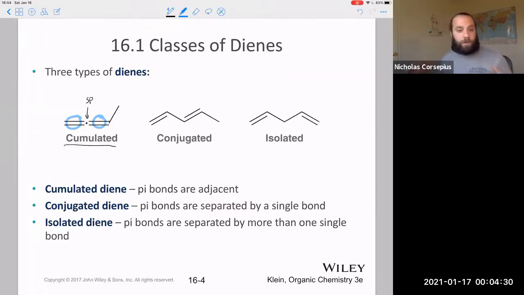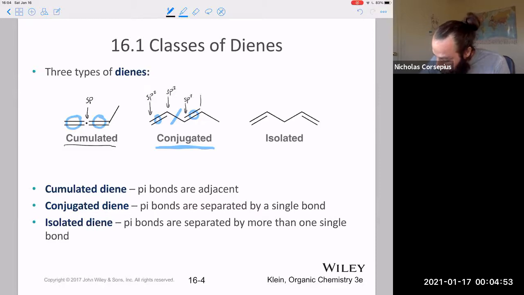The special, super duper special one that we're going to spend a ton of time talking about in this chapter is a conjugated diene. Okay, so we have our two double bonds, but then importantly, there is exactly one sigma bond between them. What's really important about a conjugated diene is the fact that you have this line of sp2 hybridized carbons. Okay, we'll see why that is in a second, but that's one of these things that makes a conjugated diene special. And again, you can spot them because there will be exactly one sigma bond between the double bonds.